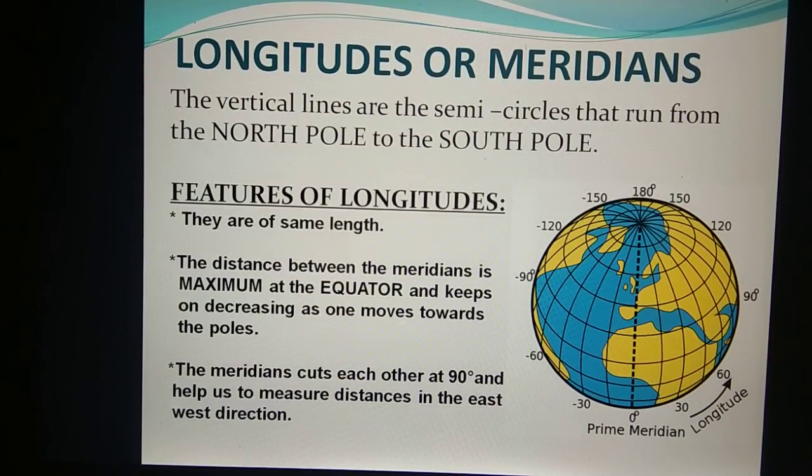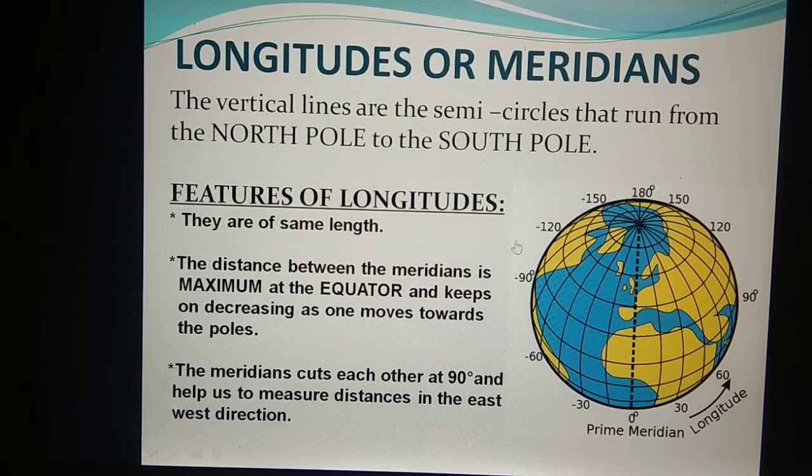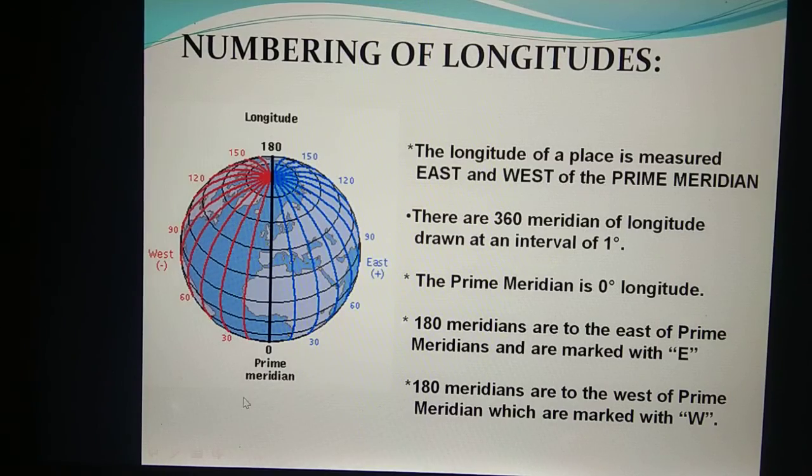The meridians cut each other at 90 degrees. The longitude of a place is measured east and west of the prime meridian. The longitude is measured according to the prime meridian, whether it lies on the east side or the west side.